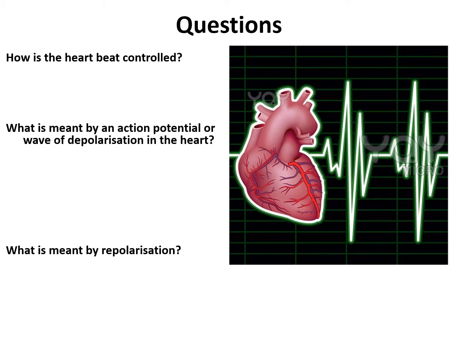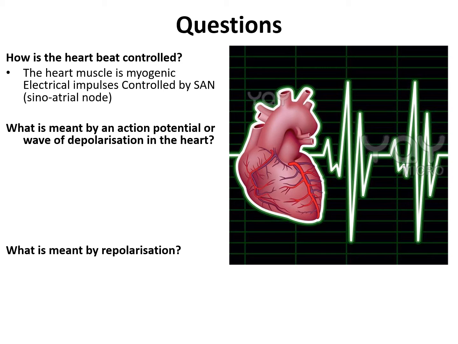Okay, so these are 3 key concepts that you guys need to understand in order to understand the electrical conduction in the heart. So first one, how is the heartbeat controlled? Well, the heart muscle is described as myogenic. Myo translates as kind of muscle, so you often see that at the start of anything talking about muscle. And genic is like origin. So the heart muscle originates its own electrical impulse, and this actually comes from a part of the heart called the SAN or sinoatrial node. We'll come on to where that is in a minute.